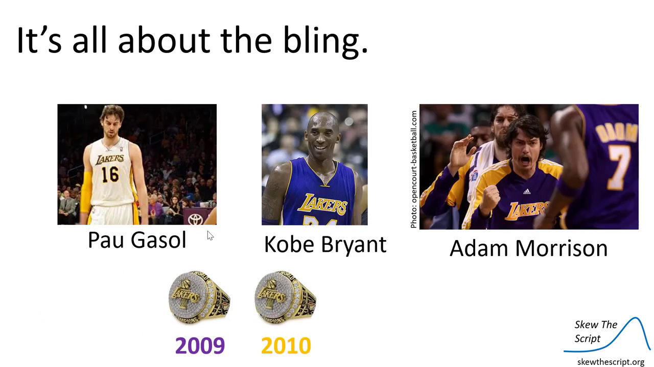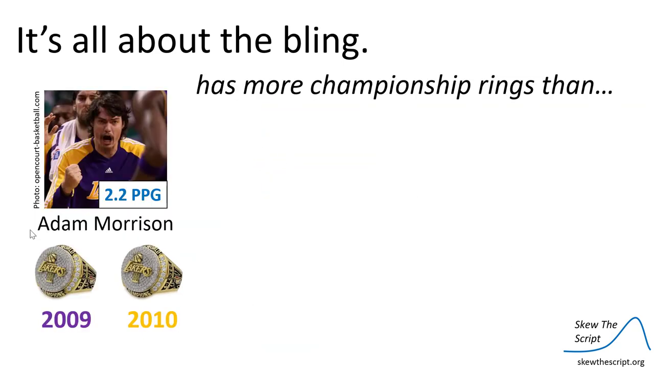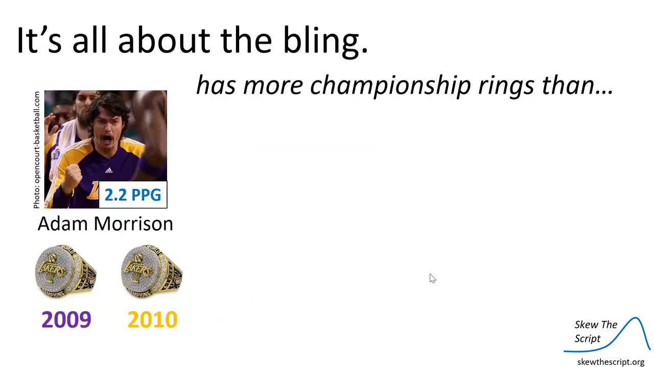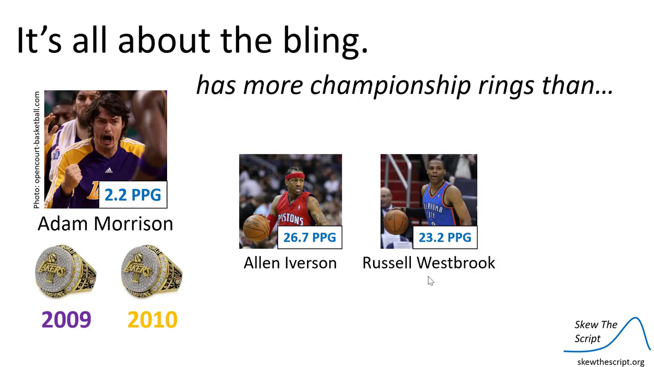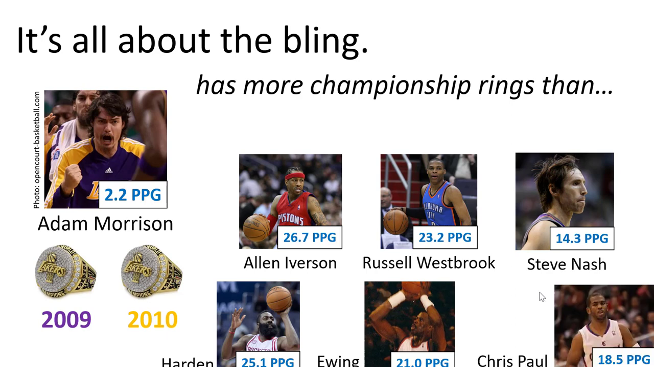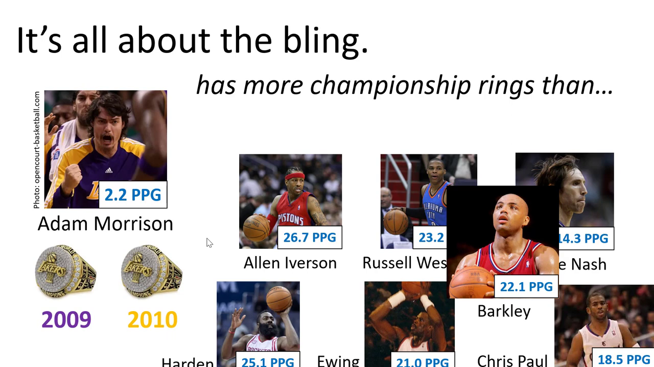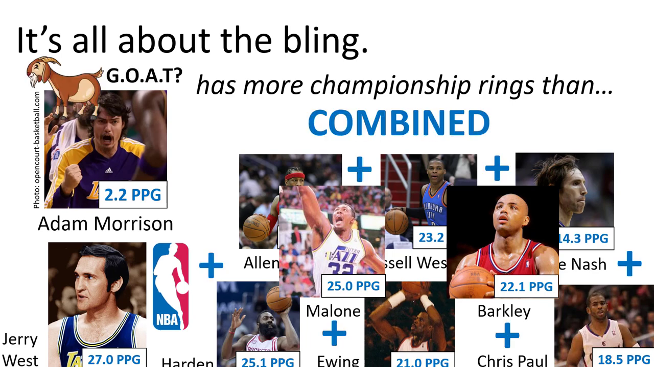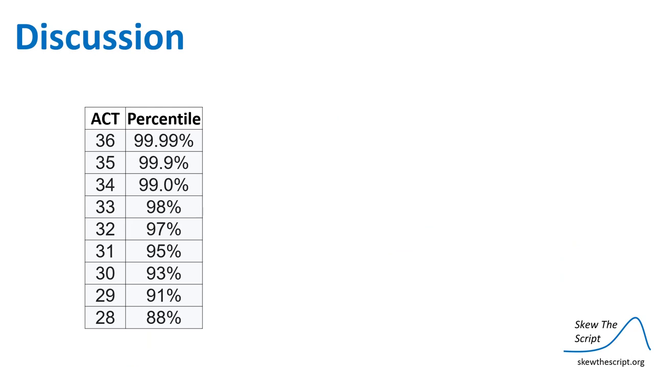Womp womp. But it is all about the bling. Because even though Adam Morrison scored very far below, he had some guys that were really helping him out, and he has more championship rings than Allen Iverson, Russell Westbrook, Steve Nash, Harden, Ewing, and Chris Paul. So even though he's 1.1 standard deviations below, he's getting helped out by his teammates. So since he has more than everyone, is he actually really the GOAT?